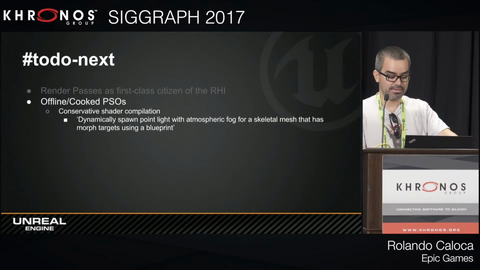Another big thing we're doing, and this is a huge change, is we're going to have support for offline, or cooked, as we call it, pipeline state objects. So the problem with Unreal right now is that it allows you to do a lot of stuff. For example, we have the classical, oh, I want to dynamically spawn a point light with atmospheric fog for a skeletal mesh that has morph targets in a blueprint. So that means we had to compile all the shaders before that could have any combination of those modes.